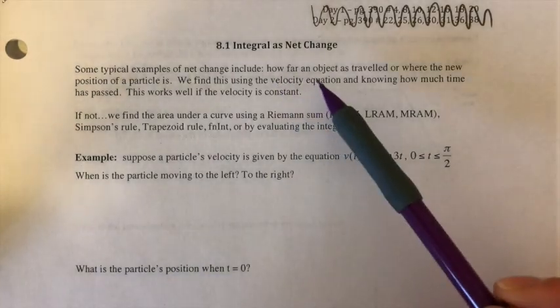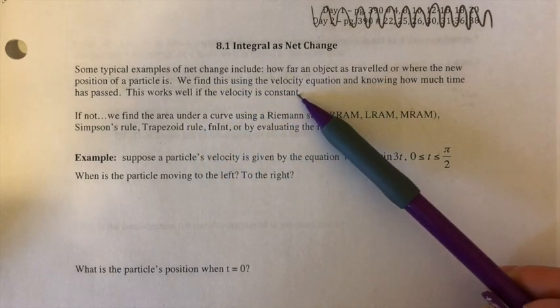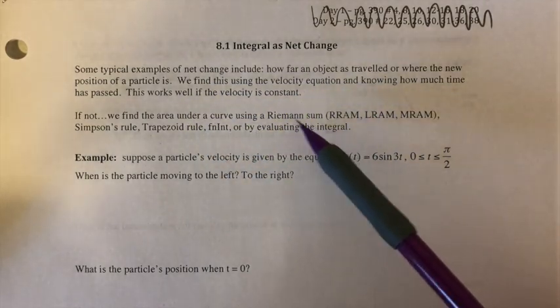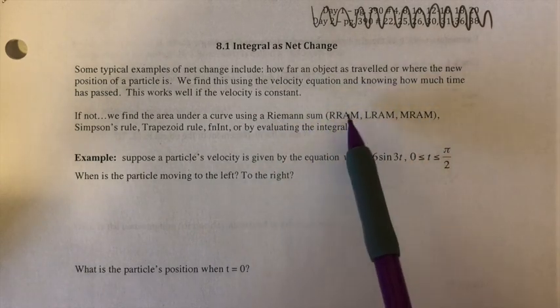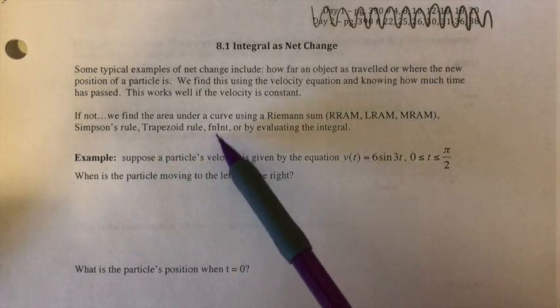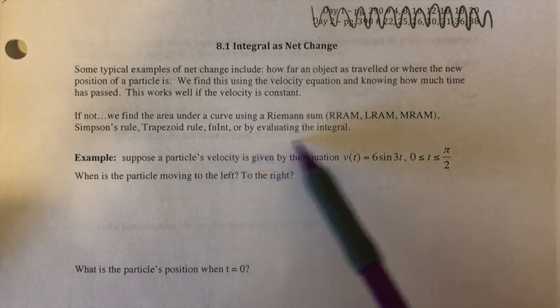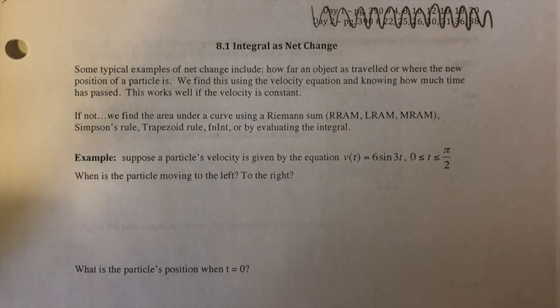We will find this using the velocity equation and knowing how much time has passed. This works really well if velocity is constant. If it's not, then we can figure out the area under that curve either using a Riemann sum, so that's the RRAM, LRAM, or MRAM, Simpson's rule, trapezoid rule, the function of integration on our calculator, or by evaluating the integral. So any of those options are ways to add up that area.